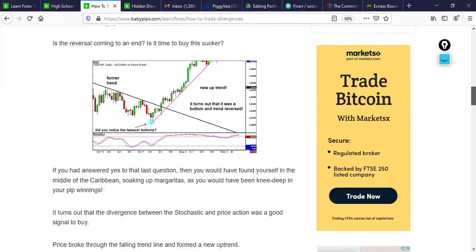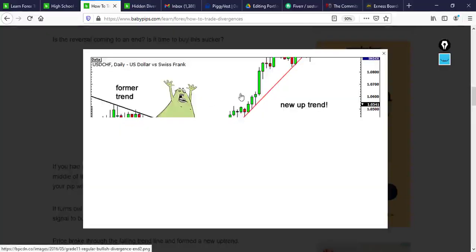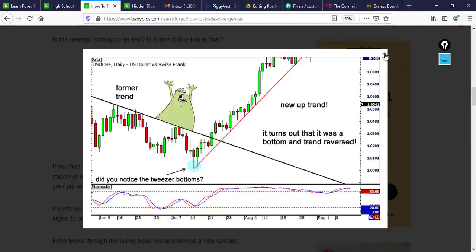So if you bought, congratulations, boom, look what happened. Price rallied up to the top side, and you made a lot of bucks. Also, did you notice the tweezer bottoms here? The two tweezer bottoms, very powerful candlestick formations. So what happened from the tweezer bottoms? Price rose, broke this high, came back for a retest here. Price broke this level.